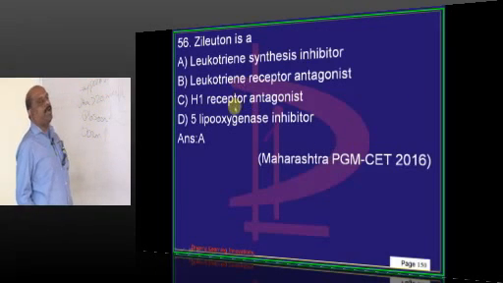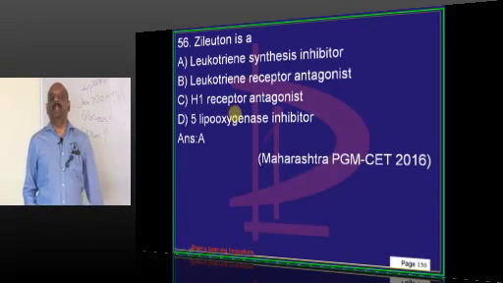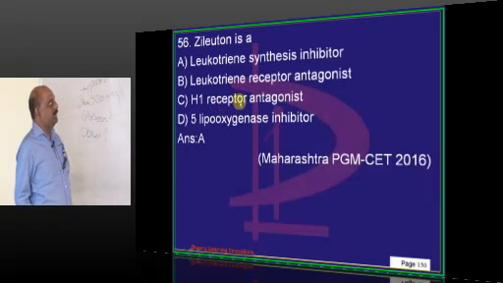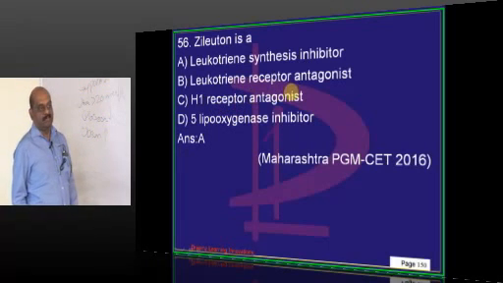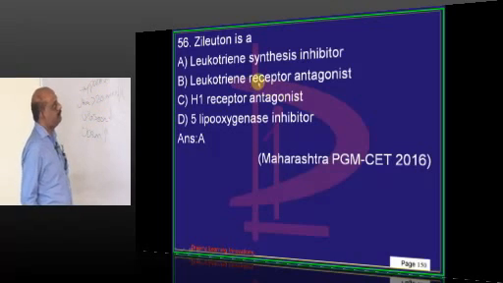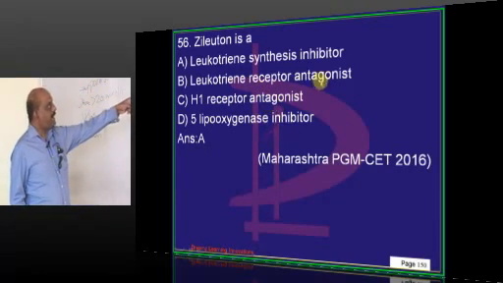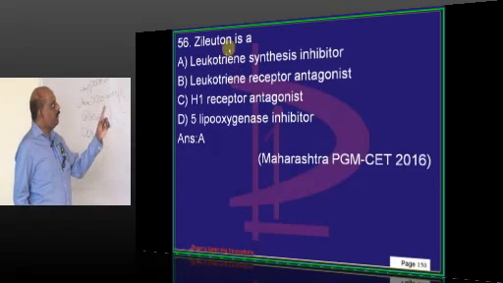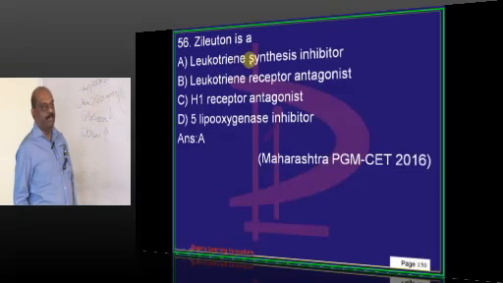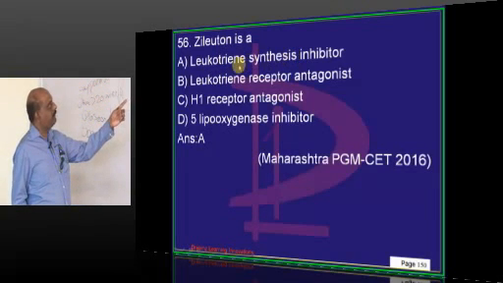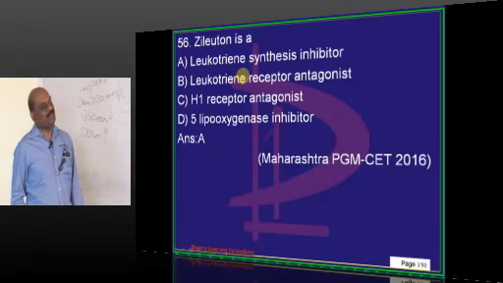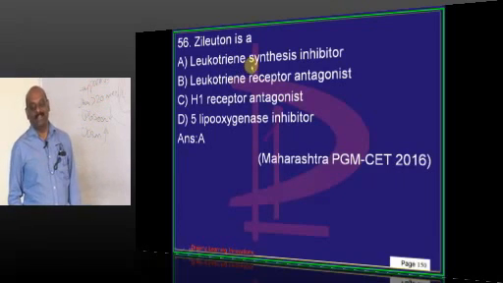Zileuton is a leukotriene synthesis inhibitor. Zafirlukast is a receptor antagonist. How do you remember? Lukast, KAST, A is antagonist. Zileuton, TO is there, no? Leukotriene. Of course, this is also leukotriene, but I used to remember zileuton like that. So, some way to remember.